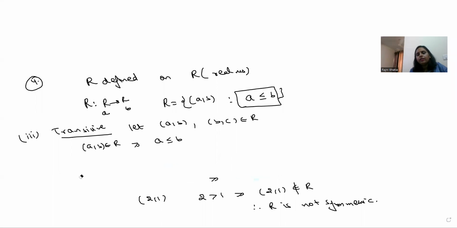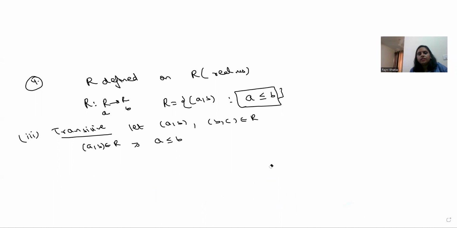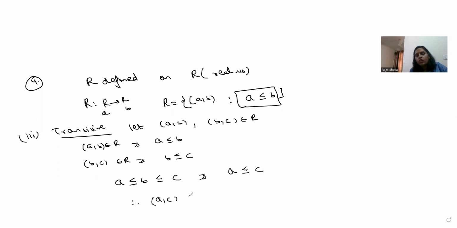In the similar way, B comma C belongs to R implies B is less than equal to C. Now I can clearly see A is less than equal to B, B is less than equal to C, and this simply means A is less than equal to C. Therefore, A comma C belongs to R, and therefore the relation R is transitive.